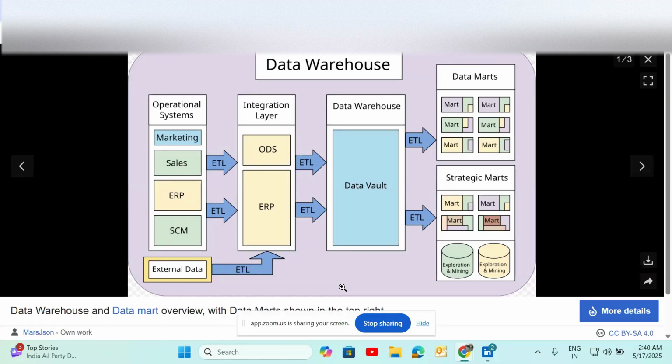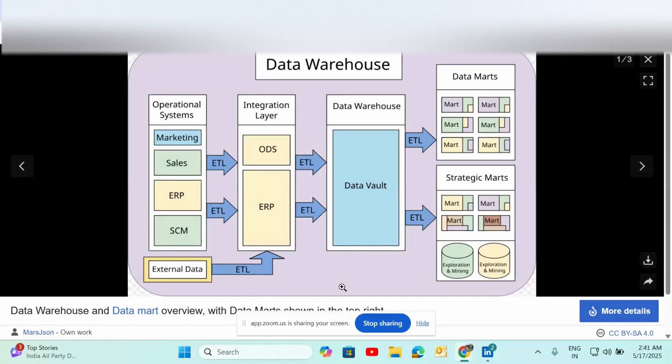I get it. It's the part of the business that's dealing with operations: marketing, sales, enterprise resource planning. What does SCM stand for? So I understand that's the part of the diagram you're referring to. That data is external data, which is going through an extract, transform, load process into the ERP, which is the enterprise resource planning. Then you have the integration layer where it's taking that data.